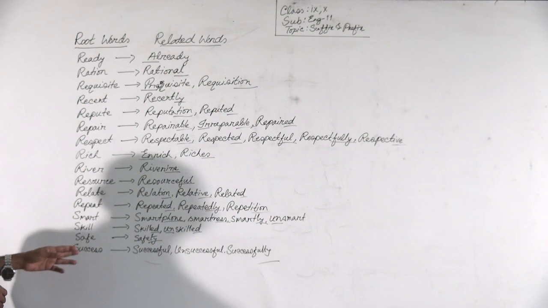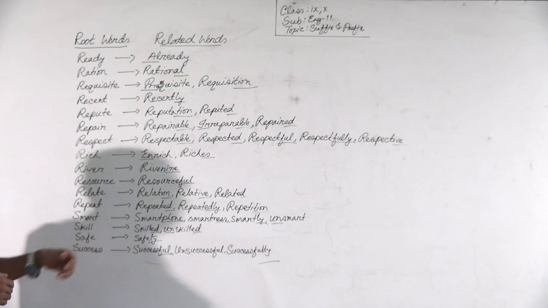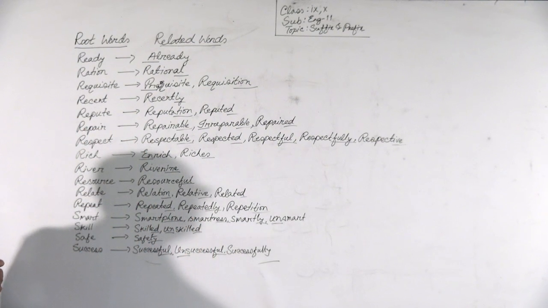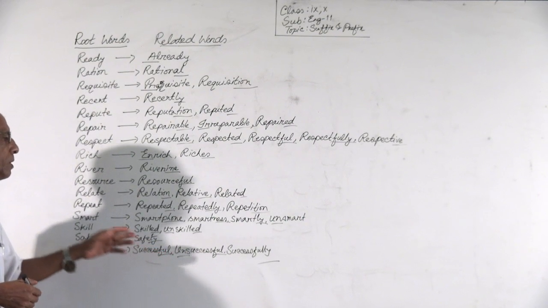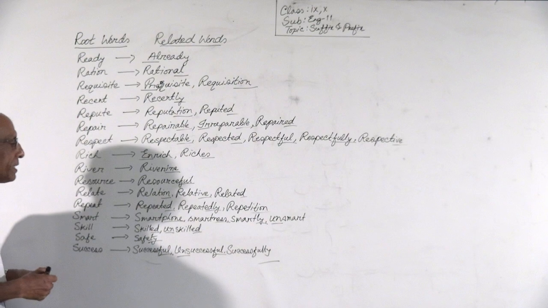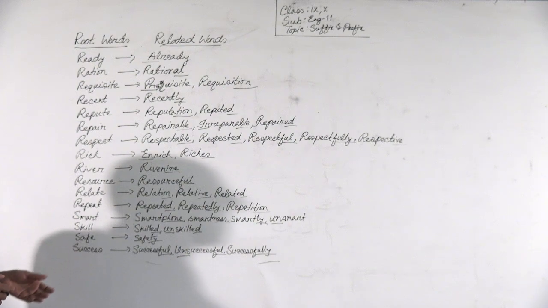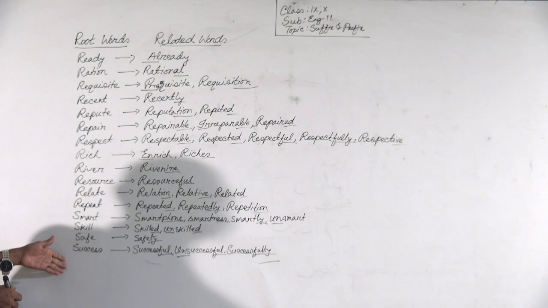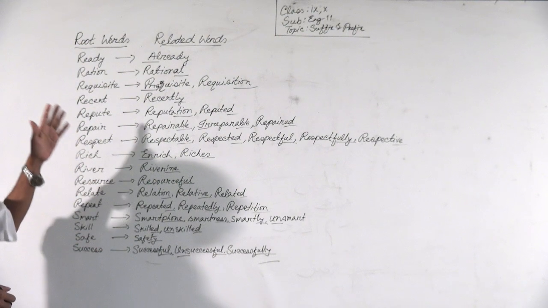Success is a noun. If we add suffix ful, then it will be successful. Successful is an adjective. If you add prefix un and suffix ful, then it will be unsuccessful. Unsuccessful is an adjective. Okay, and this is the opposite of successful. Okay, if we add suffix fully, then it will be successfully. Successfully is an adverb. Okay, dear students, today we shall discuss these root words and their related words.